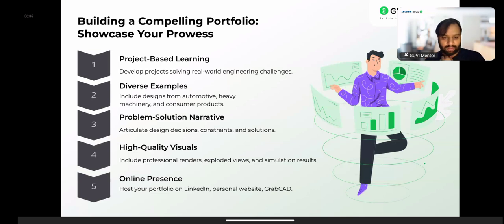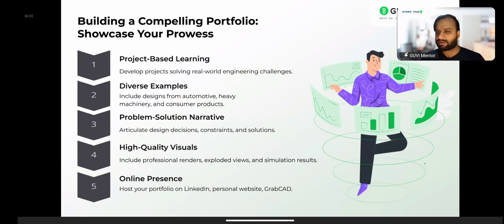Okay, so high quality visuals means renders, exploded views, and simulation results. So these are high quality visuals. Why? Because the CAD crowd is there, and there are many of them actually. So these three I told you are the main ones. High quality visuals basically means renders.